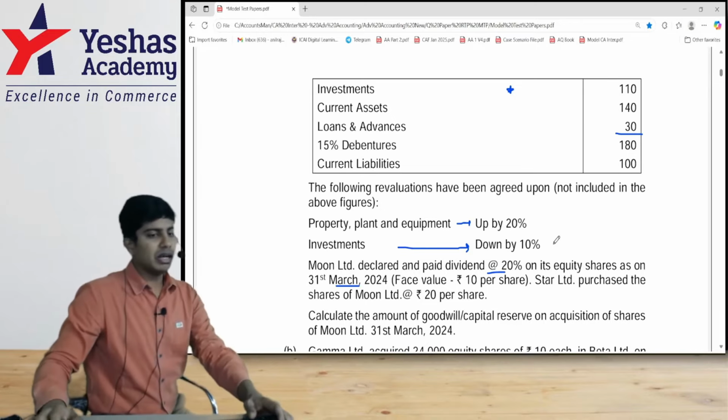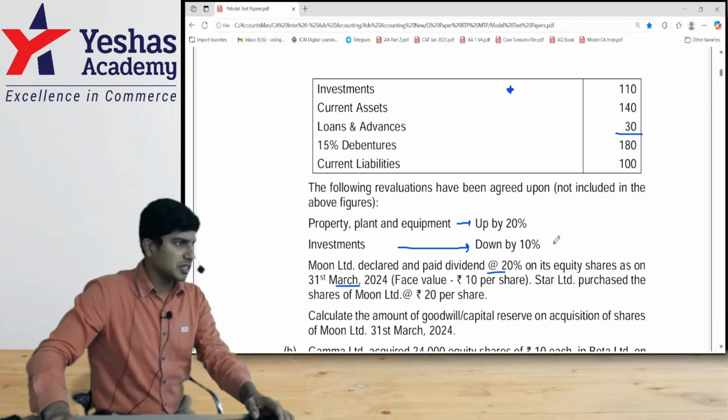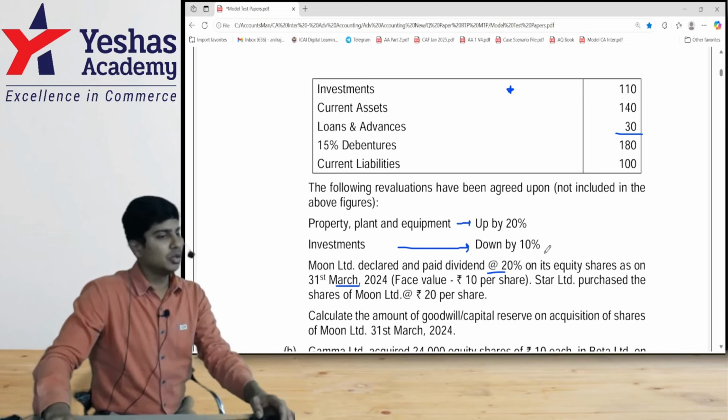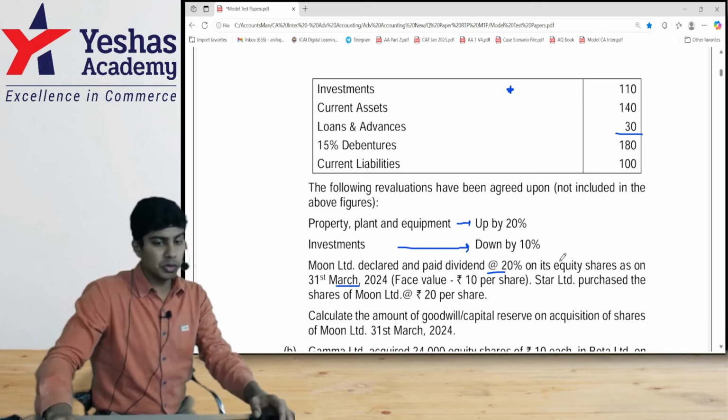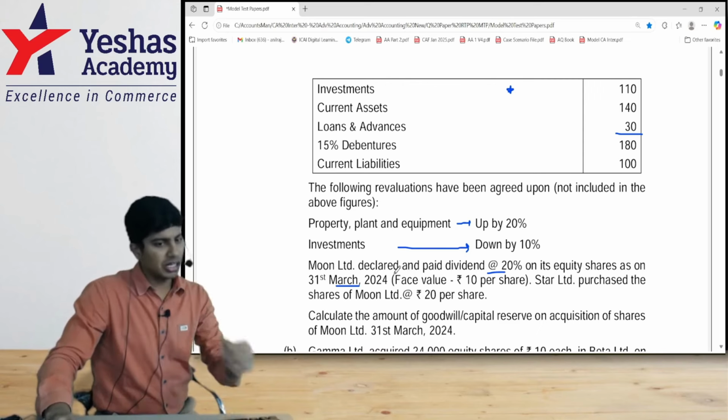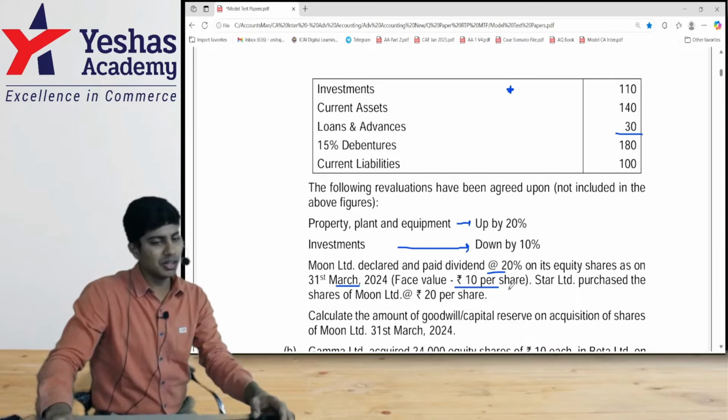So 20%. 20% is not of profit. 20% is of capital. But I don't know capital. Do you know capital right now? Don't proceed. On its equity shares as on 31st of March 2024, face value 10 per share. But how many shares? We don't know.